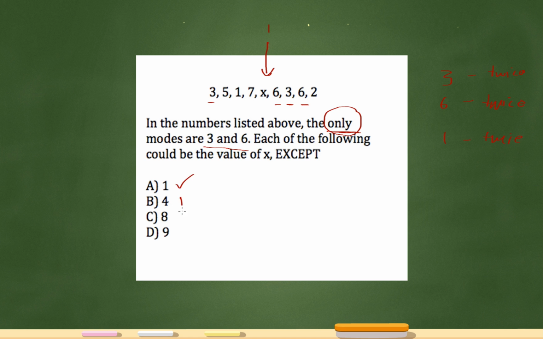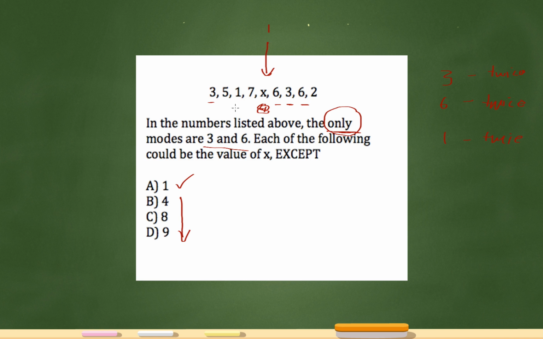I'll go through all of these to show you how they don't work. Let's say 4 was a value of x there. 4 just pops up once in that list, so that wouldn't change the mode. 3 and 6 are still the numbers that pop up the most. If this was 8 over here, it would be the same exact thing. 8 just pops up once. And if it was 9, it would be the same exact thing again. 9 just pops up once, so that wouldn't affect my mode.